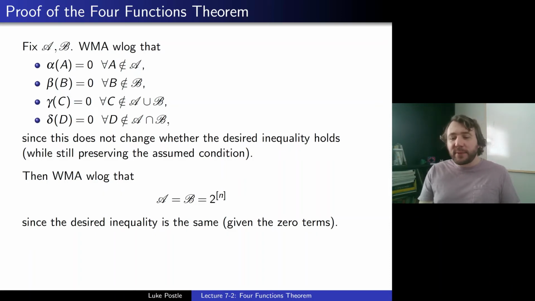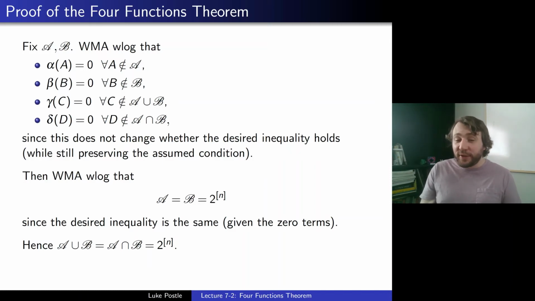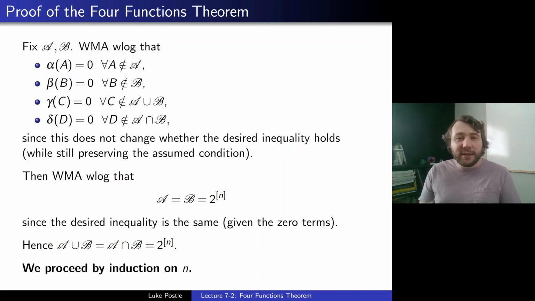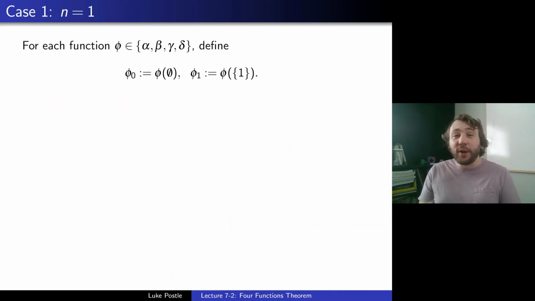So we do all this, we set it to be zero where anything uninteresting happens, and then we just enlarge our families, and now we have this nice world we live in where script A union script B, and of course their intersection as well, are all the sets. And now we're ready to apply induction on n. So let's look at the hard case. Strangely, the hard case is when n is equal to 1. We actually have to do work there.